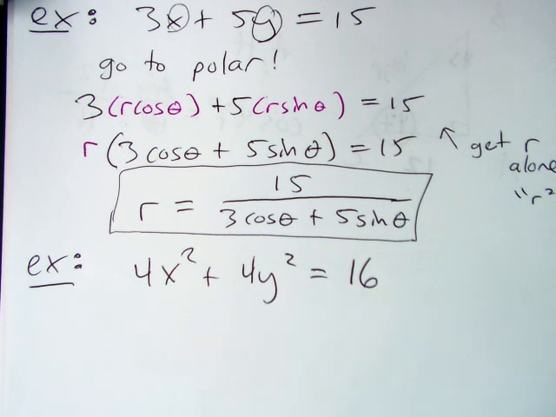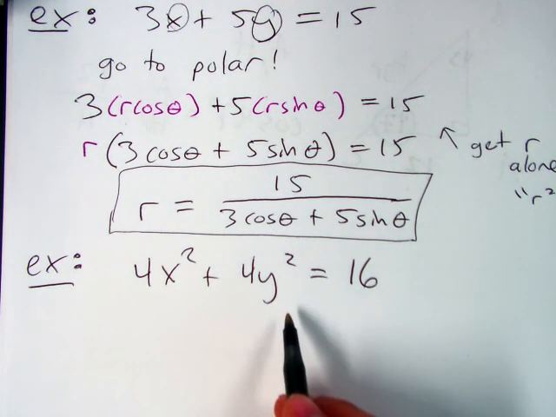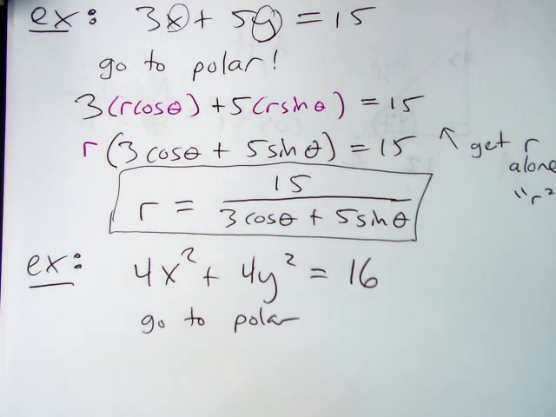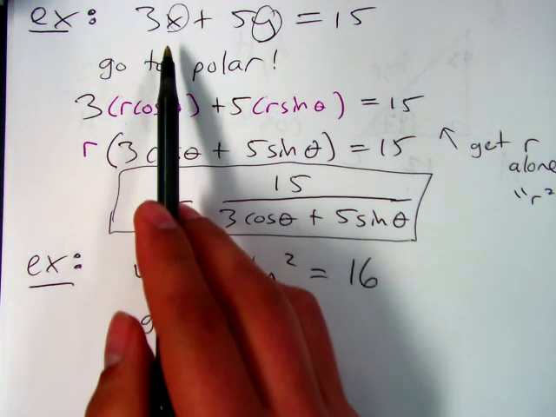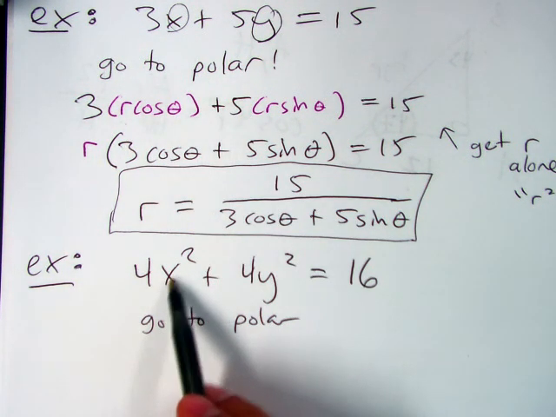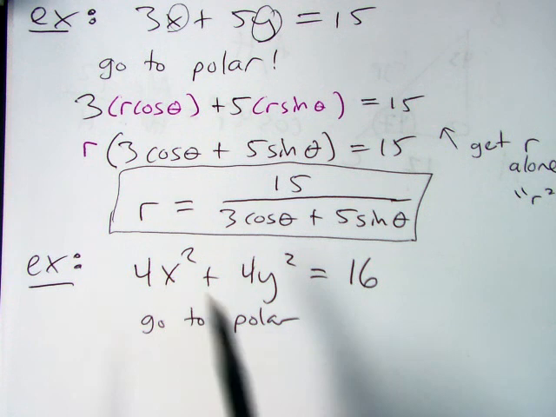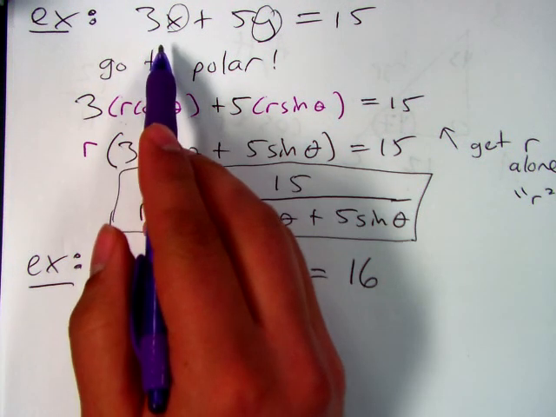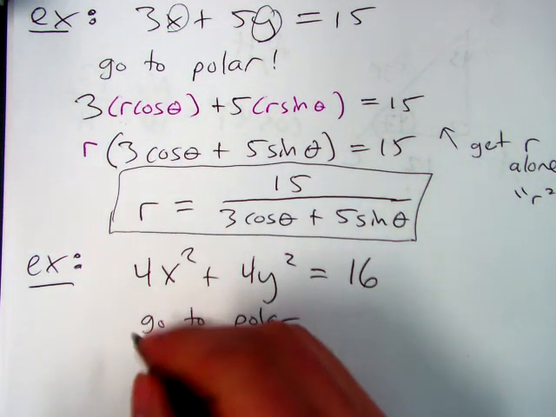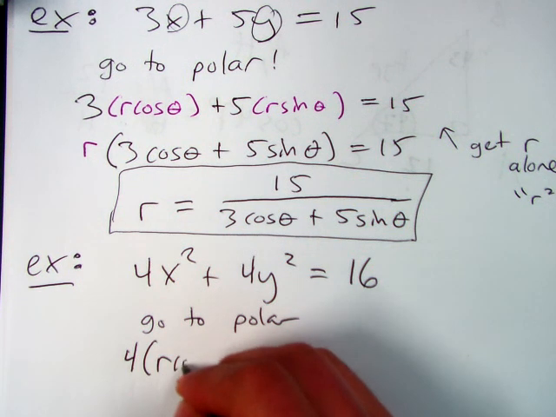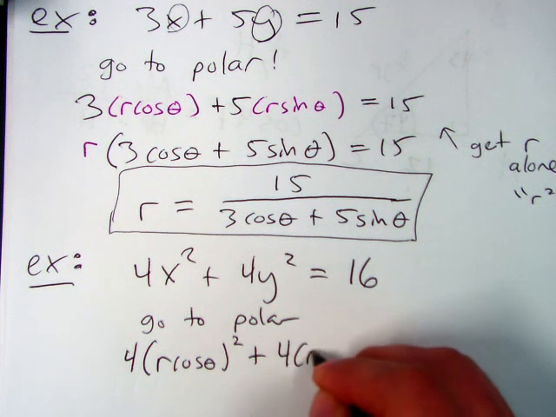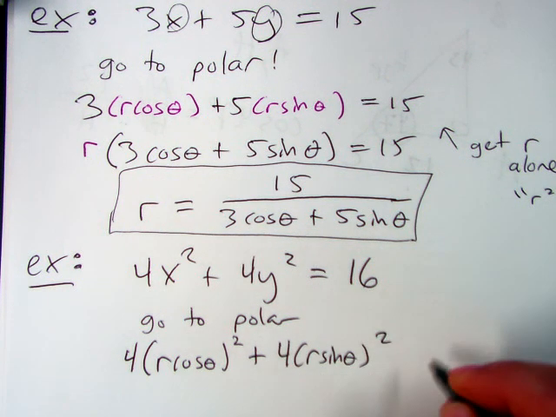So here's another, what kind of equation? Rectangular. We're going to go into polar. Same idea. I don't know x squared, but I can plug in a formula for it, which is, again, what? Same as this one. R cos theta. Yeah, don't make it harder than it is. So 4, and we're just going to plug in r cosine theta, but we're going to square it, and then this will be 4 r sine theta squared equals 16.